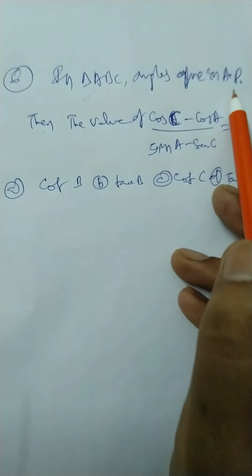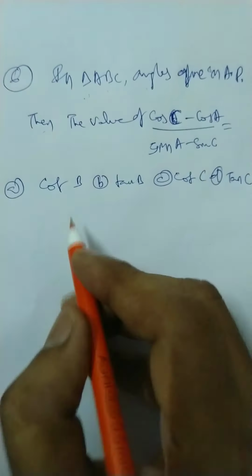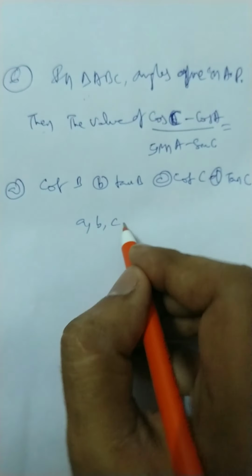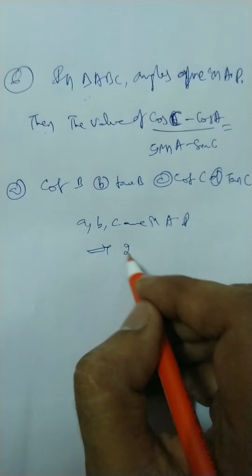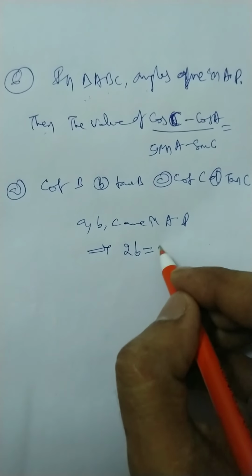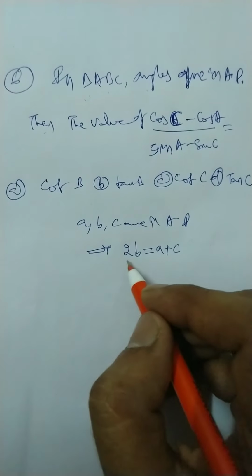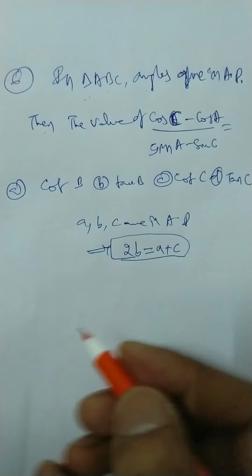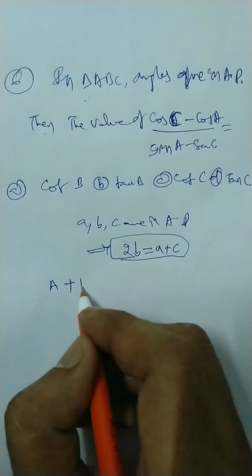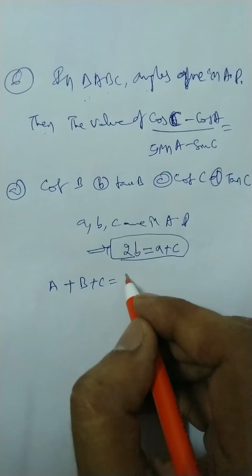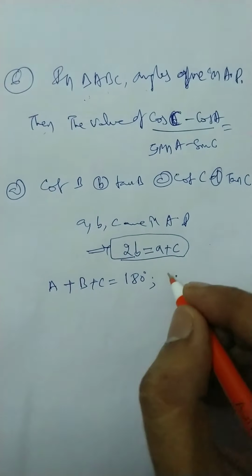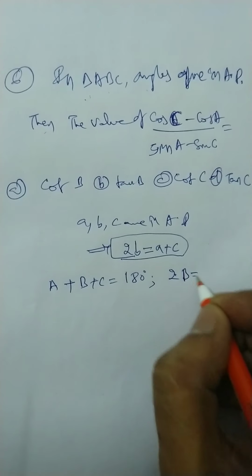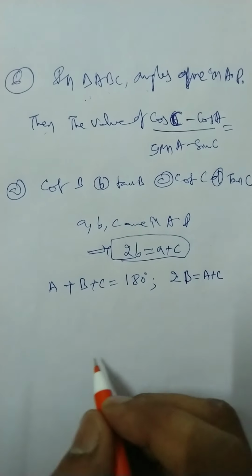Three numbers A, B, C are in arithmetic progression if they satisfy this property: twice the middle term is equal to the sum of the extremes. So 2b is equal to a plus c. Now it is regarding the angles of a triangle. In a triangle, the sum of the angles is 180, which is known to us. Using the concept of arithmetic progression, twice angle B is equal to A plus C.